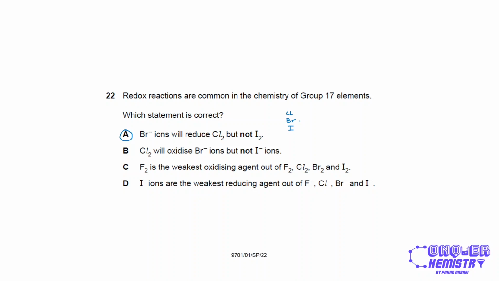And bromine is basically less reactive than chlorine, so bromide will convert chlorine into chloride ions, but because it is more reactive than iodine, it will not convert iodine into iodide ions. It'll stay as bromide ions.